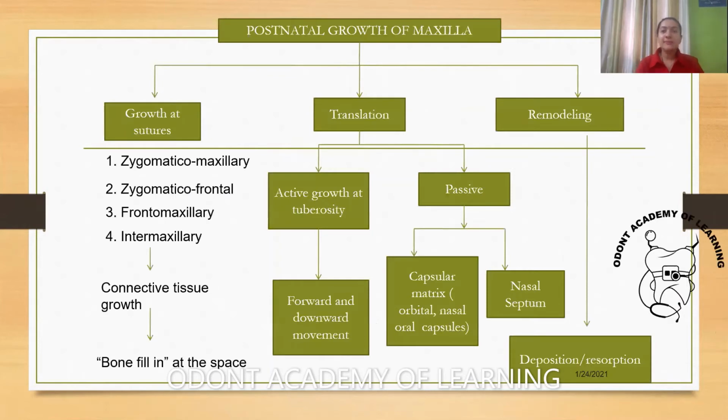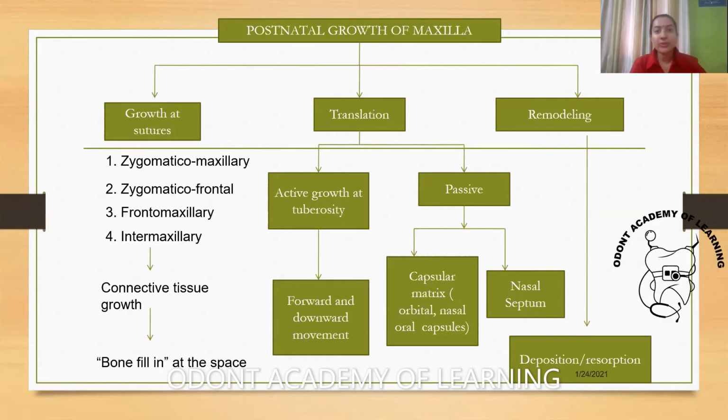To make things further simple, we'll draw this diagram where the postnatal growth of maxilla has been defined. As we mentioned, growth at sutures occurs. The sutures involved in the growth of maxilla are zygomatico-maxillary, zygomatico-frontal, frontomaxillary, and intermaxillary. These are the four major sutures involved in the growth of maxilla. Connective tissue proliferation occurs, and the bone fills in at the space which is formed. As a result of that, the maxilla grows.